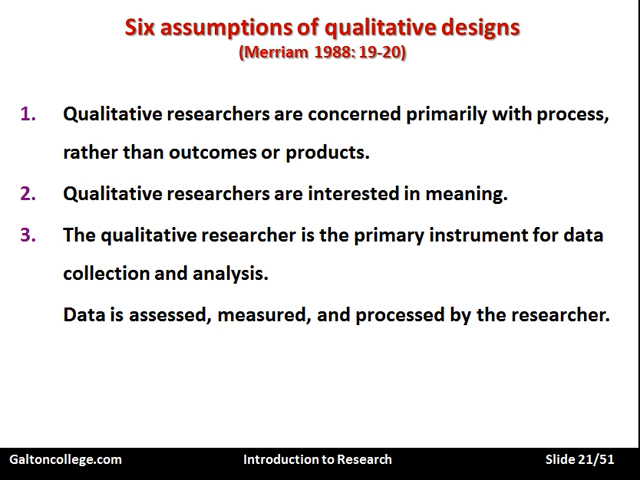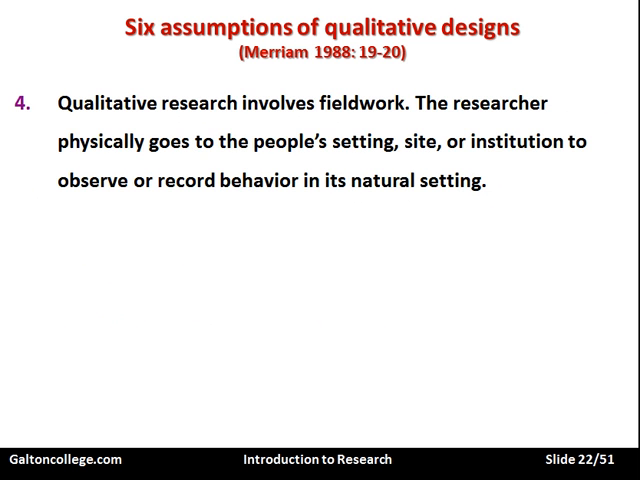The qualitative researcher is the primary instrument for data collection and analysis. The researcher is the instrument. It's the researcher who's collecting the information. It's the researcher who is gathering the information and processing the information. So the researcher is all important in qualitative analysis. Data is assessed, measured and processed by the researcher. So the researcher is all important.